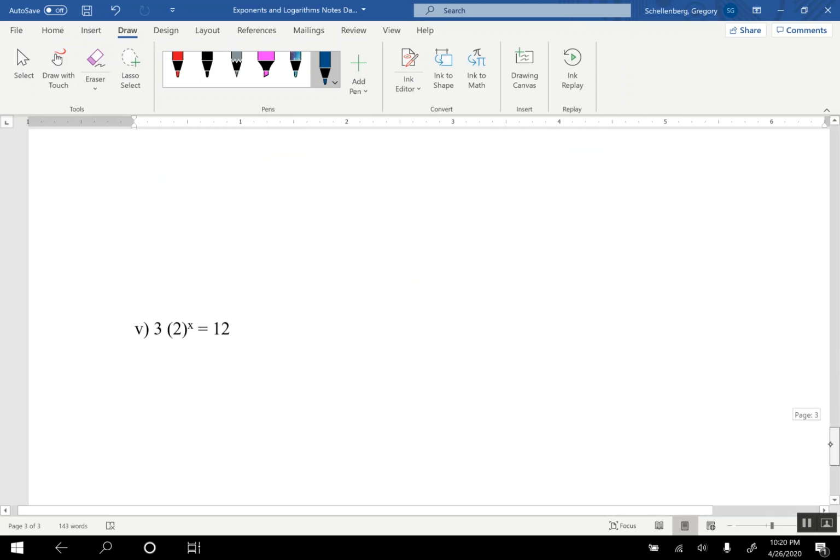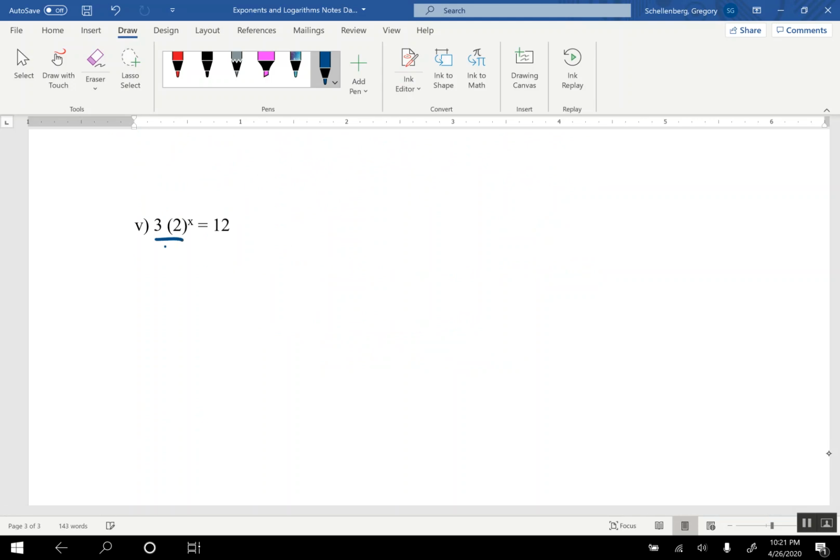And the last one for today, we've got 3 times 2 to the x is equal to 12. This one is a little bit more straightforward. We can start by dividing both sides of the equation by 3. That leaves us with 2 to the x is equal to 4. 2 to the power of what equals 4? Well, x is equal to 2. And that's it.